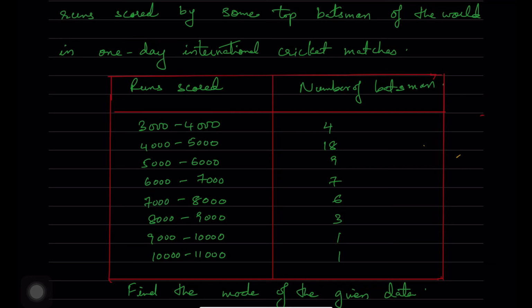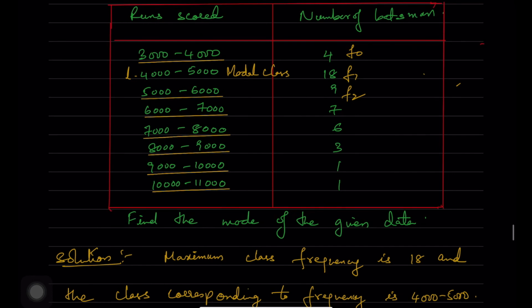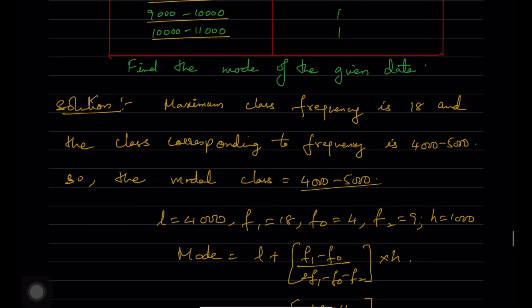What is the maximum frequency we are having here? This is called f1, this is f0, this is f2. The class is called the modal class, that is 4000 to 5000, because this has the highest frequency, and its lower limit is called L, and the class width is nothing but 1000. So here the maximum class frequency is 18 and the corresponding class is 4000 to 5000. The lower limit of the modal class is 4000, f1 is 18, f0 is 4, f2 is 9, h is equal to 1000.